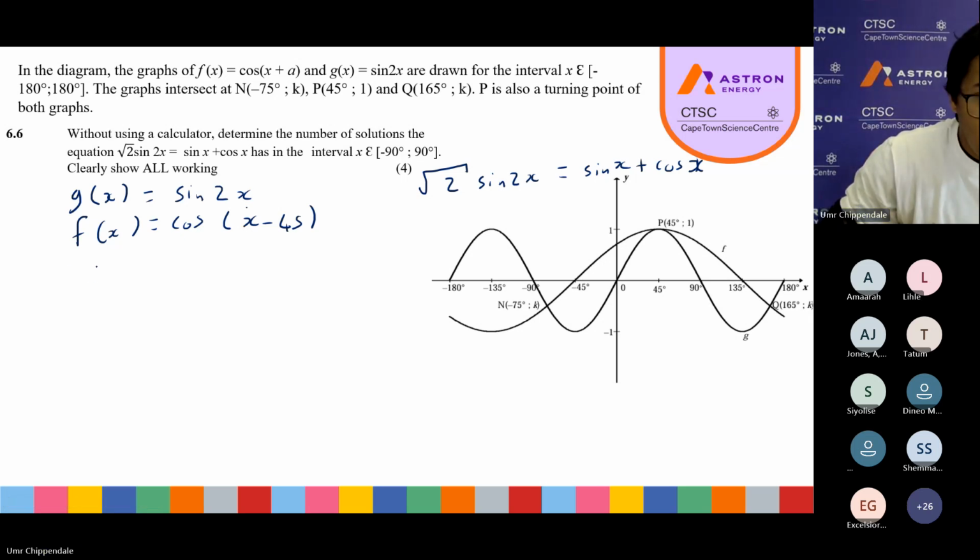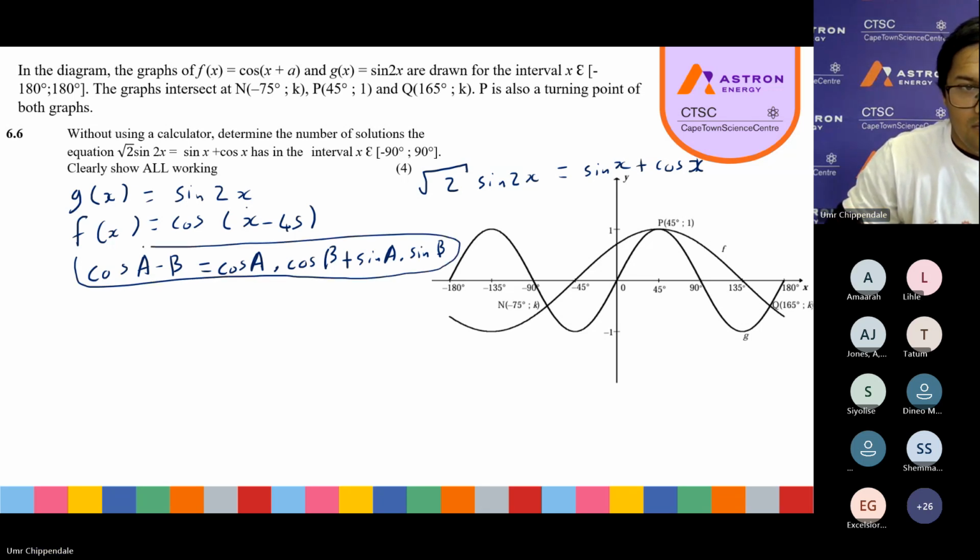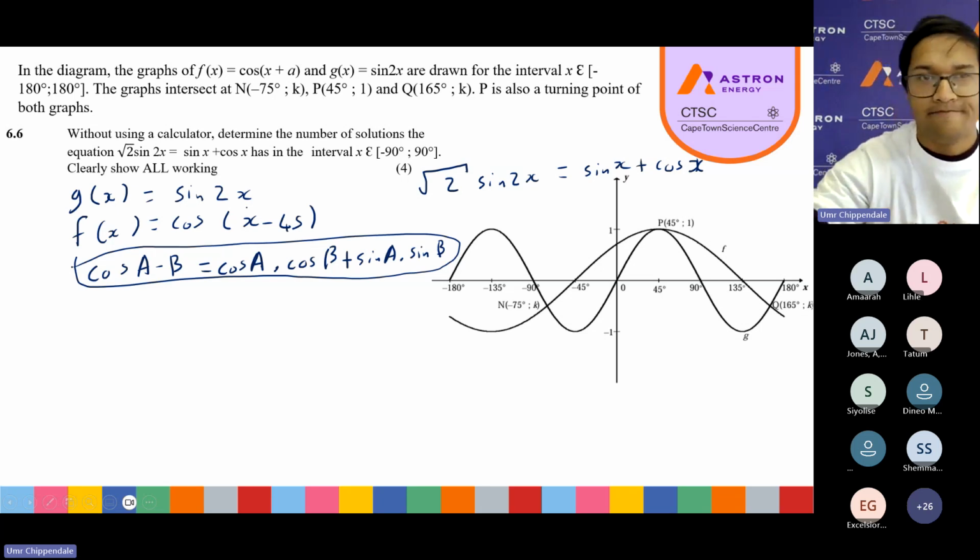So that, for those that forgot, is going to be cos A minus B is equal to cos A, because you might not have a formula sheet close to you, times cos B plus sine A multiplied by sine B. So how can I actually relate this to what we have? I hope you were doing that as well. So let's go for it. Carry on.